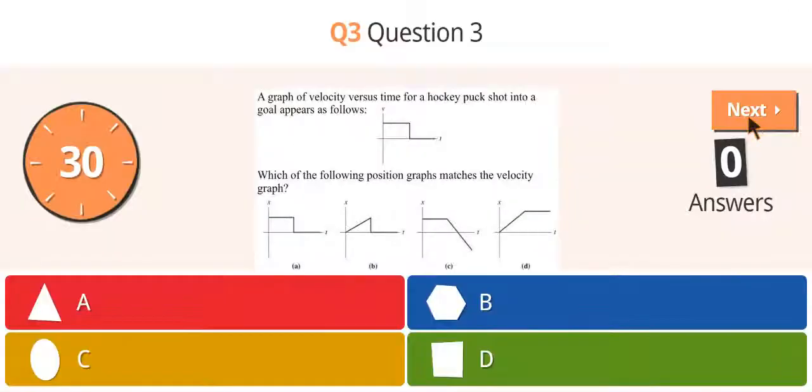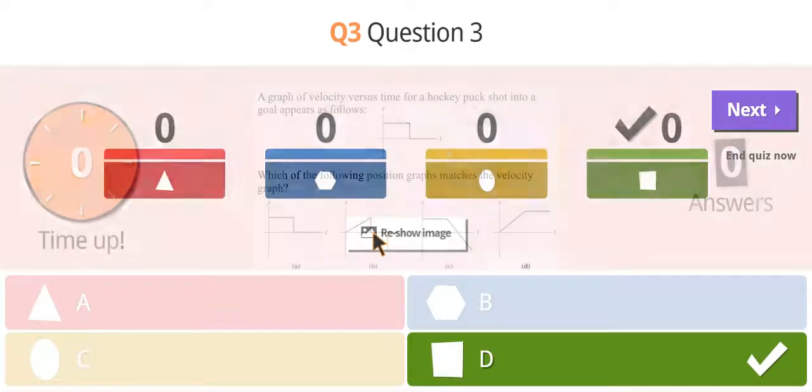Yay. Okay. Now it says which of the following position graphs matches a velocity graph. All right, so we need a slope that is constant and positive. So B is constant and positive, and so is D. Then we're going to have no velocity whatsoever. So B and D mathematically would work.